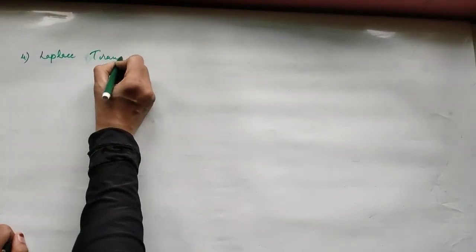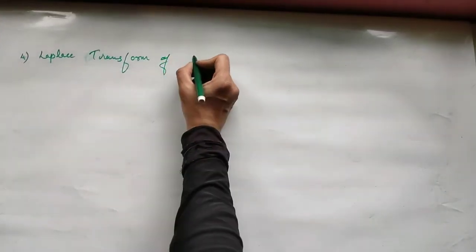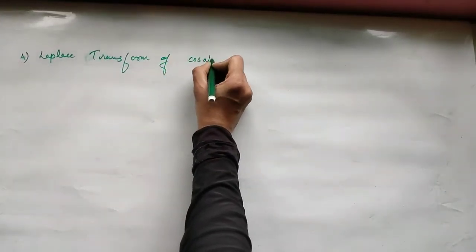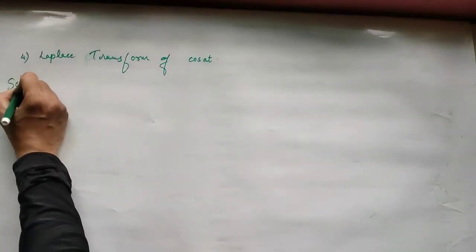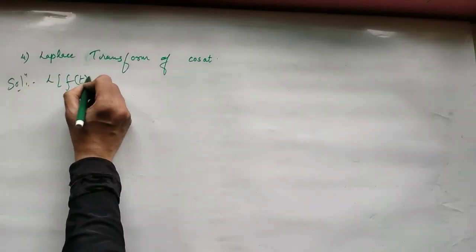So let us continue with the Laplace transform of some standard functions. Here you see, in this I'll be working out the Laplace transform of cos at. So the solution goes as follows: let us first write what the Laplace transform of f of t is.